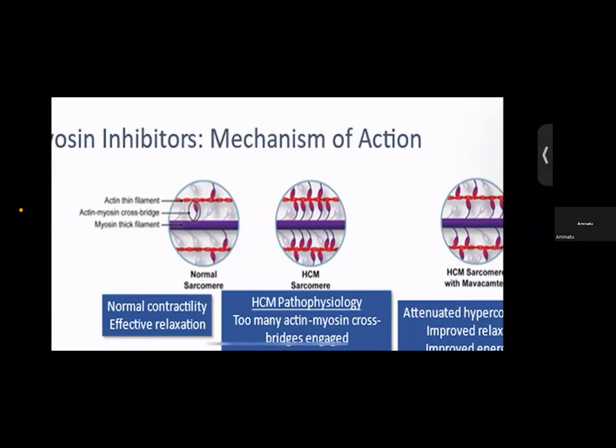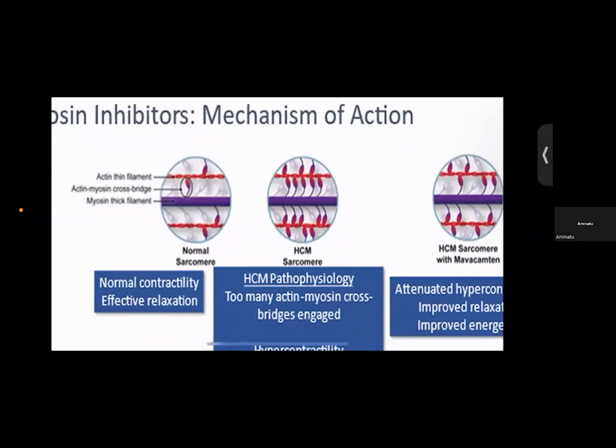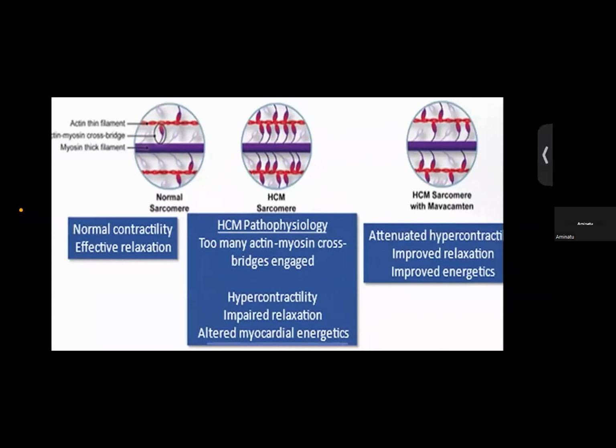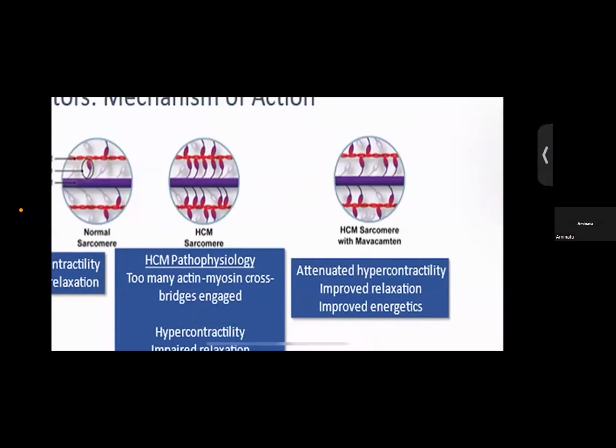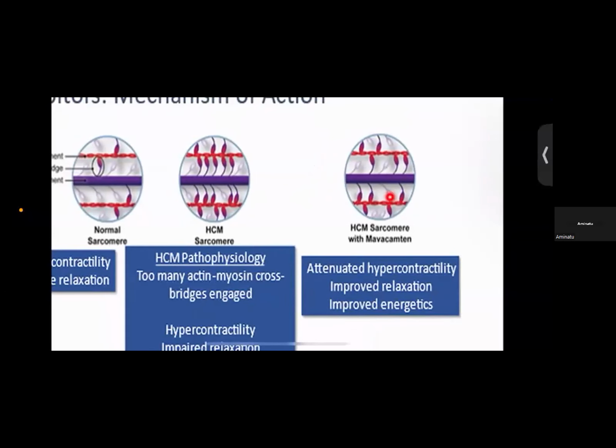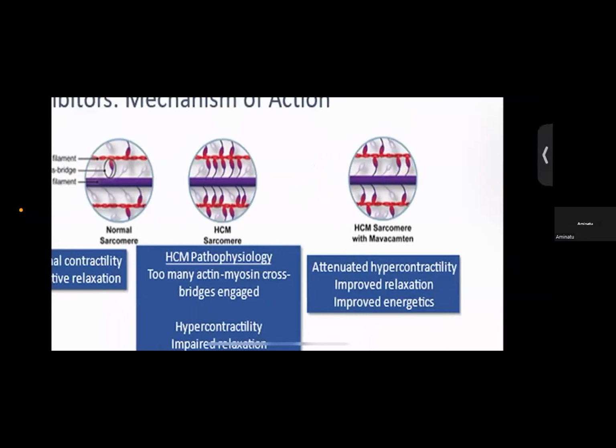So for patients that have HCM, this is how their sarcomere looks. They have the actin and the myosin, but they have actin-myosin cross bridges much more than usual. So there is hypercontractility, impaired relaxation, altered myocardial energetics. So with patients that are on mavacamten, you can see the difference if you compare it with the previous image. The actin-myosin cross bridges are less. So it improves relaxation. Basically, this is what the drug does.